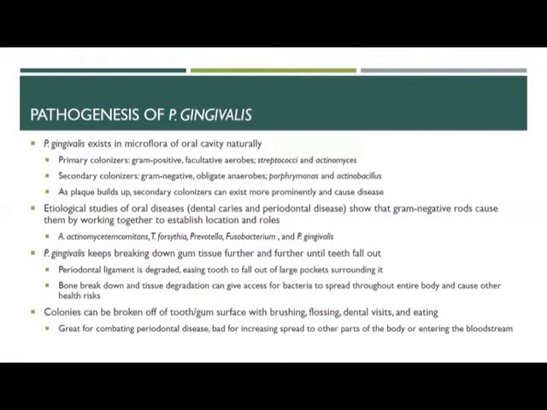As well as, colonies can be broken off from the tooth and gum surface with brushing, flossing, dental visits, and eating, which is great for combating periodontal disease. It can actually, just by taking care of it yourself, you can really help get rid of some of them. But this is also kind of bad for increasing the spread of it to other parts of the body or even entering the bloodstream. So it can break down the bone and get closer to the blood vessels in your skull and your cranial blood vessels. And then if you knock some of it off while you're eating an apple, say, then it can actually enter into the bloodstream.